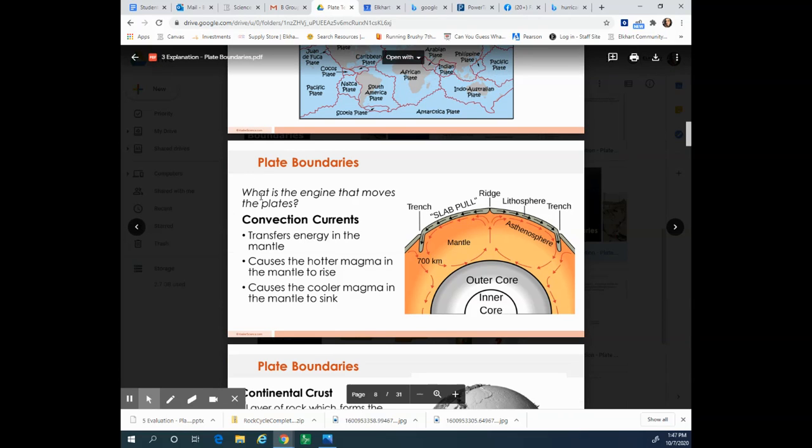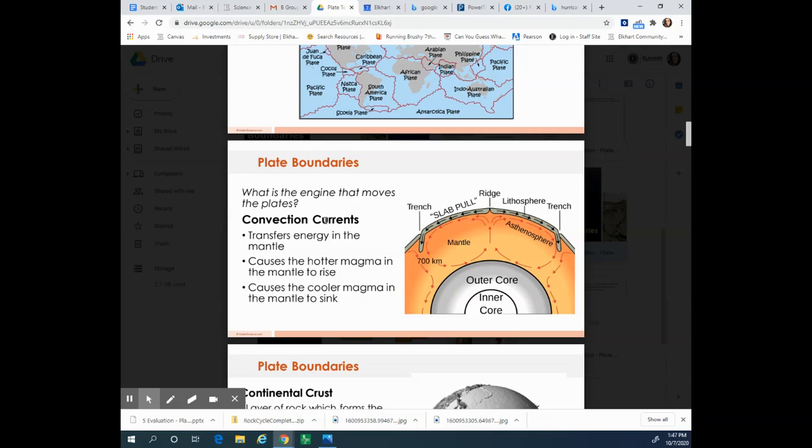Plate boundaries. What is the engine that moves the plates? It's called convection current. If you've heard of a current in a river, then you'll get an idea of what it does. This convection current moves all sorts of different ways. Okay, it moves left, it moves right, it moves up, it moves down. And because of the way it moves, the magma is circulated through the mantle, very much like a fire would be circulated through a house.